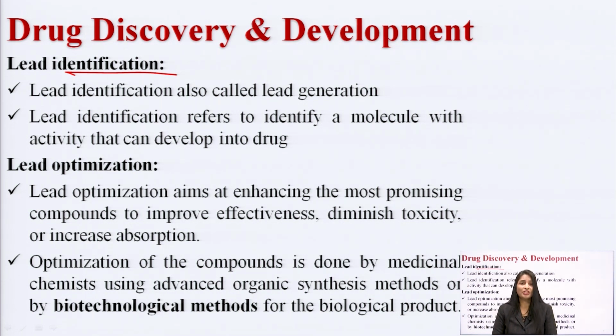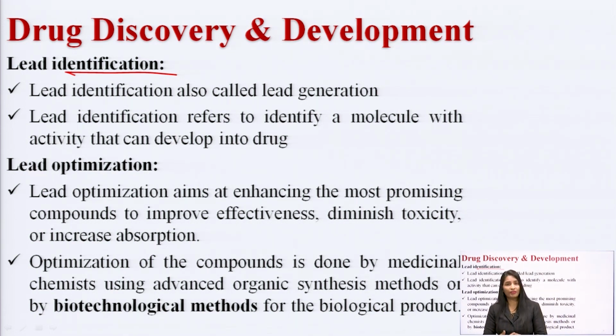What is lead optimization? It is an enhancing process. It is the most promising step where you can increase the efficacy of a drug, improve its effectiveness, decrease its toxicity, and increase its absorption. So, the things you didn't do in the identification process, by optimization of the lead compound you can improve and develop the most promising compound into the market. After lead identification and lead optimization, you will go with the drug development phase.